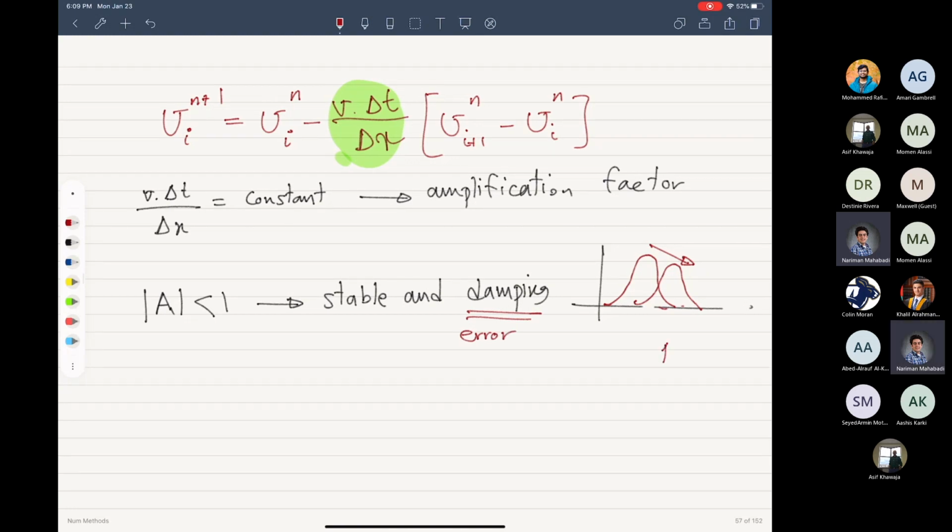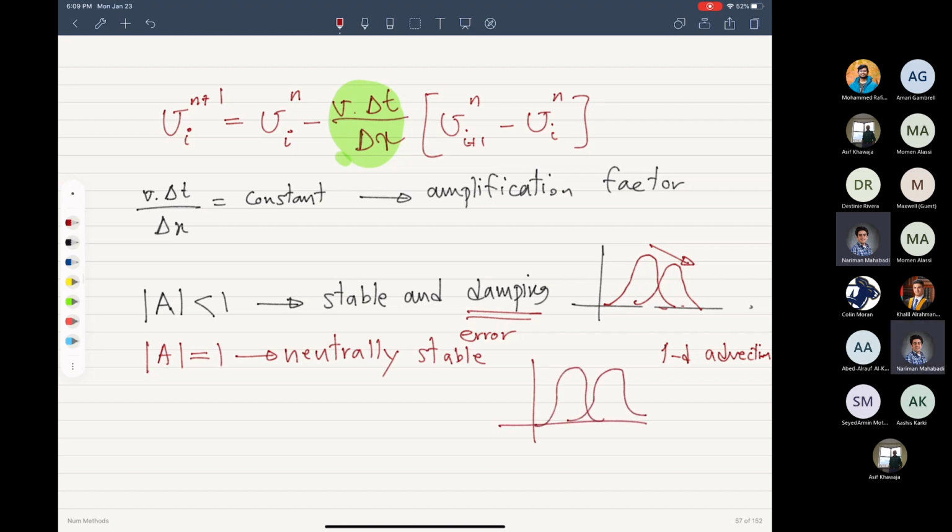And I'm just talking about the 1D advection, right? If we talk about advection diffusion, of course, we're going to expect some diffusion or damping because of the physics. Okay, if A is exactly equal to 1, then we call this neutrally stable. It means you don't get any damping. You're going to get exactly a solution like the theoretical value. And if A is larger than 1, then you're going to get an unstable system, right? In this case, the initial distribution would actually increase, which is not stable.